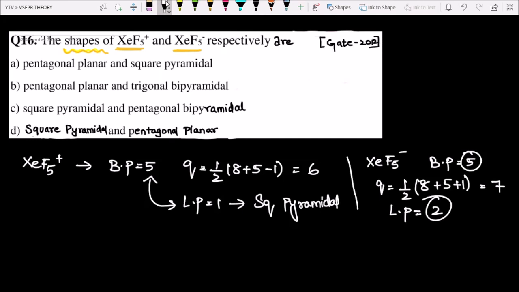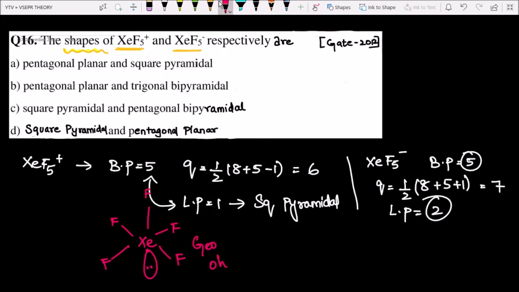XeF5 plus is square pyramidal, right? So how will it look like? In case of XeF5 plus, xenon will be in the center. You have to put a square pyramidal shape. So 4 fluorine atoms will form a square. 1 fluorine atom will form the top of the pyramid. In XeF5 plus, there is one lone pair, right? That is at the bottom position. Basically, for shape we don't consider the lone pair, so we call it square pyramidal. In case you want the geometry, what will we say? The geometry is octahedral because we consider the lone pair also.